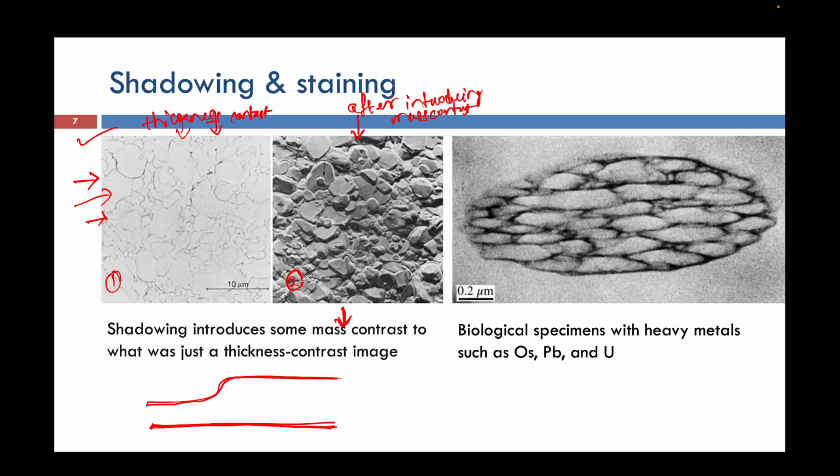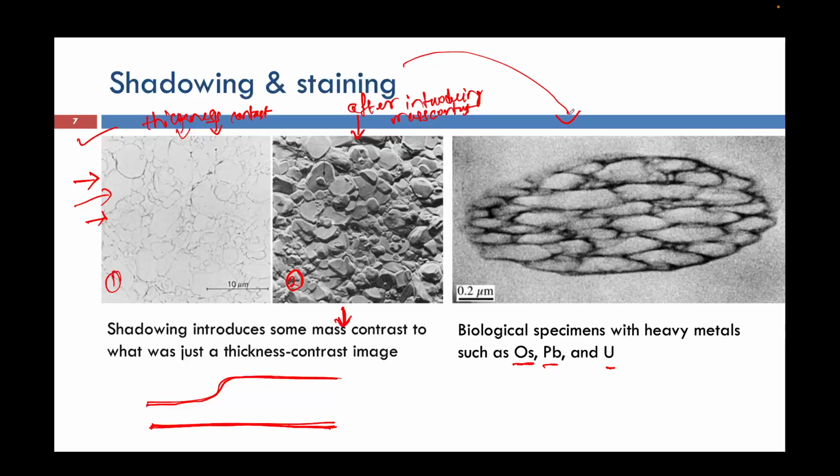Now, shadowing is one of the techniques. Another technique is for biological samples. In biological samples, what we do is the staining process. Staining means we introduce typical heavy metals to our material. Those metals are osmium, lead and uranium. So these are the typical heavy metals that we introduce into our material.